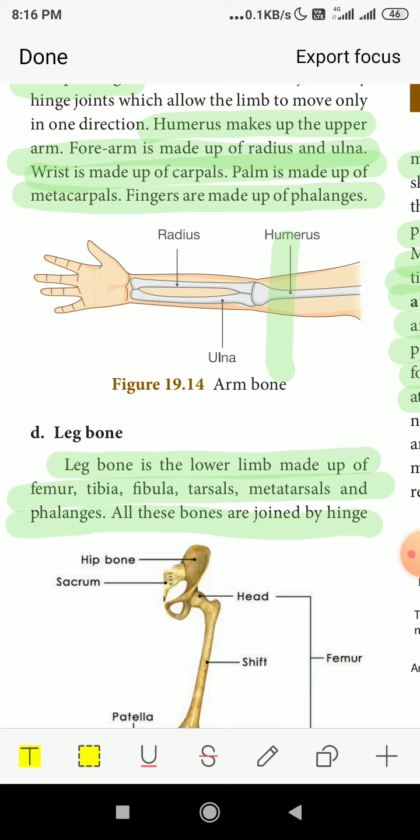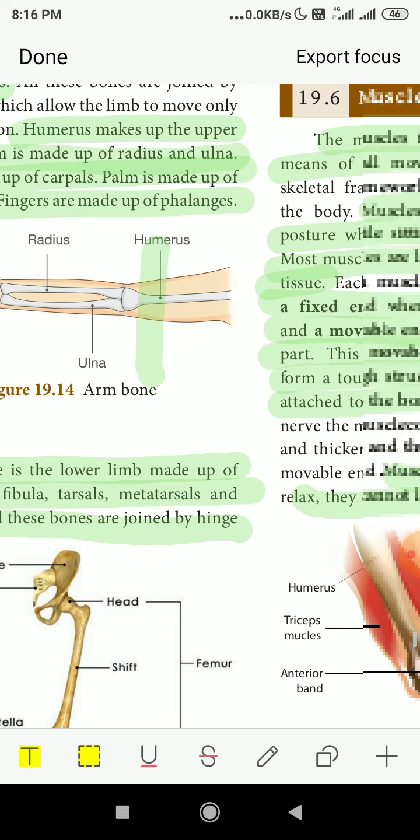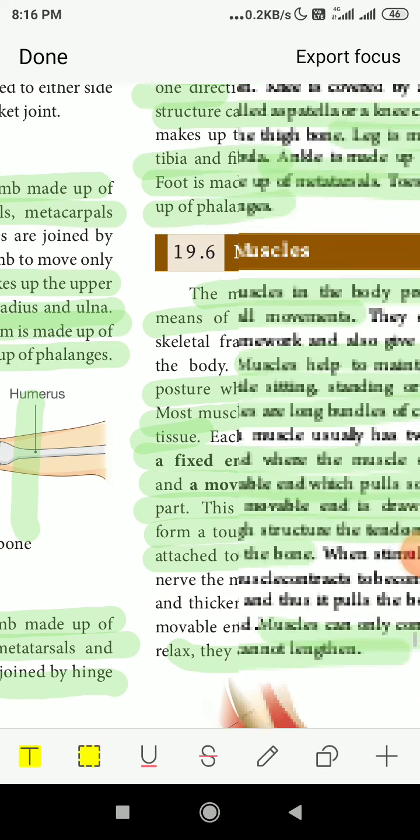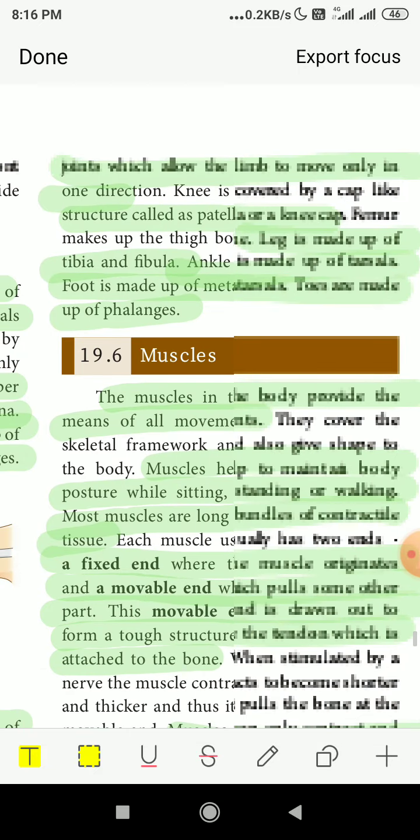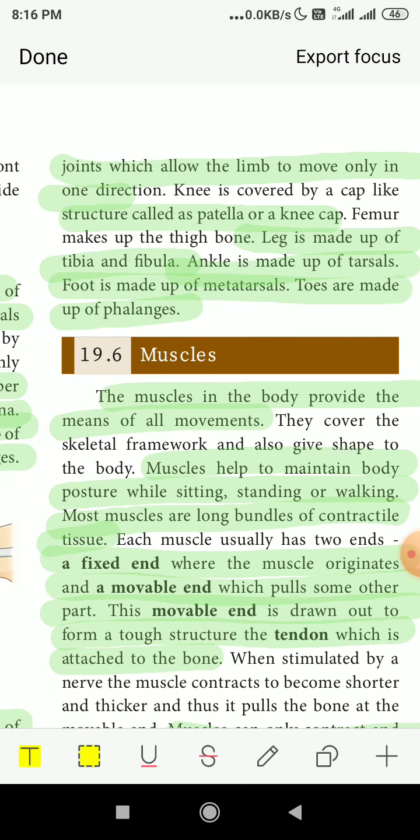All these bones are joined by hinge joints. Hinge means what? Only one side movement will be there. It cannot be rotated back. That is called a hinge joint. Joints which allow the limb to move only in one direction. The knee is covered by a cap-like structure called the patella, or the kneecap. So the knees are covered by the kneecap or the patella.